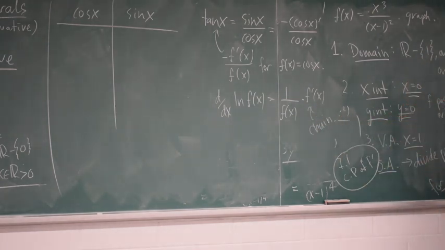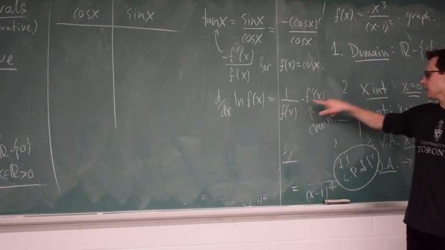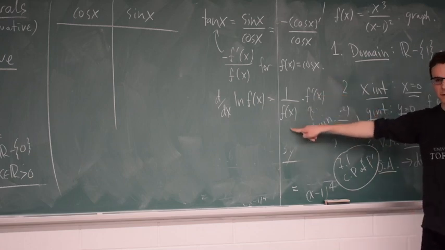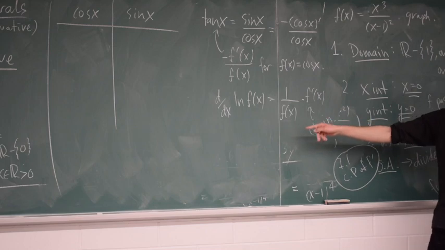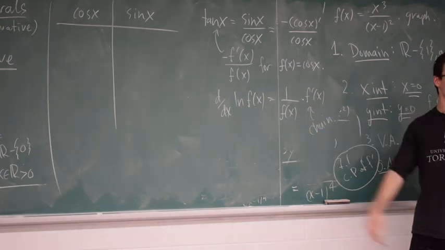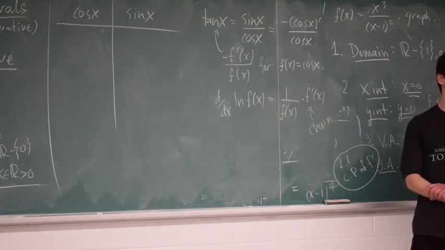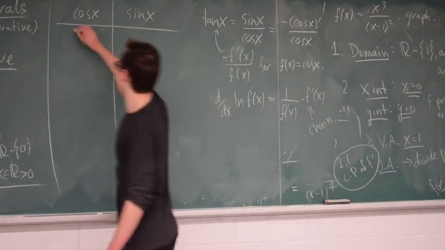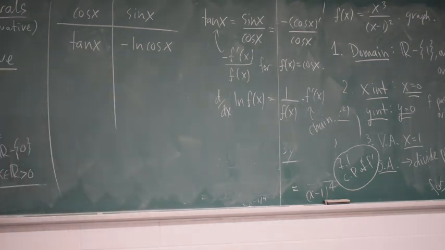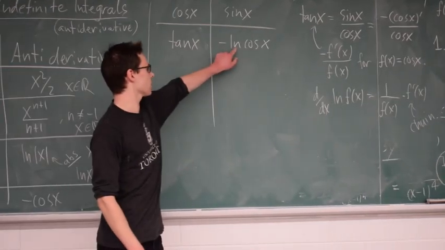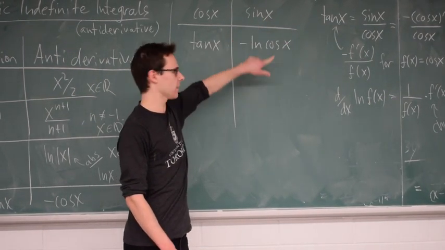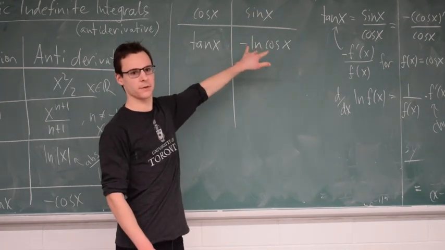So, 1 over the function times the derivative. If we see something that looks like the quotient of the derivative over the function, we know that the antiderivative of that thing is ln of the bottom function. So, what is the antiderivative of tan? Negative ln cosine x. Very good. And you can check it. Take the derivative of ln cos, you get 1 over cos times the derivative of cos, which is negative sine. Negative sine over cos, negative goes away. Sine over cos, which is tan.